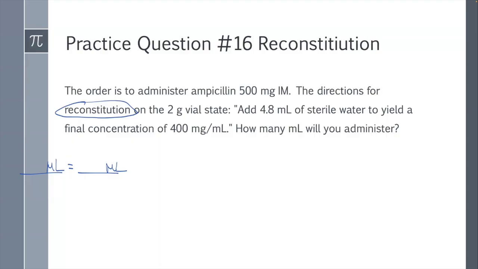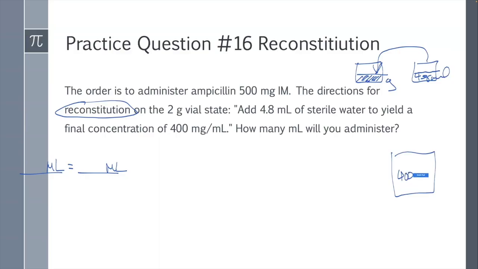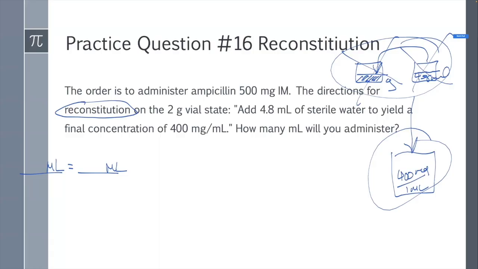It tells you to reconstitute, which means we have 2 vials. One vial has powder in it, 2 grams of it. And another vial has fluid in it. We have to add this 4.8 milliliters of fluid into this vial. When we do that, we're going to get a final concentration inside the final vial of 400 milligrams per every 1 milliliter. This is the result of these two being added together. It is the final concentration we care about because these no longer exist once we reconstitute them.